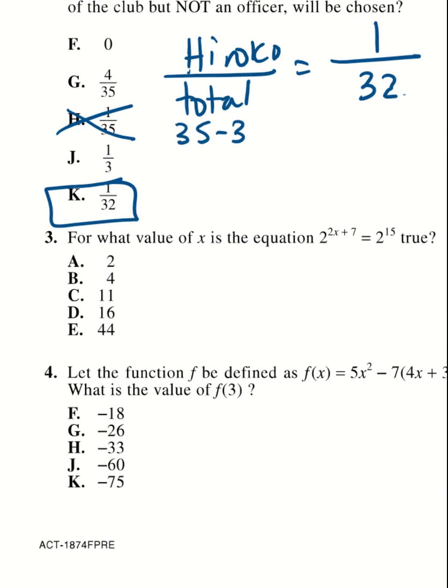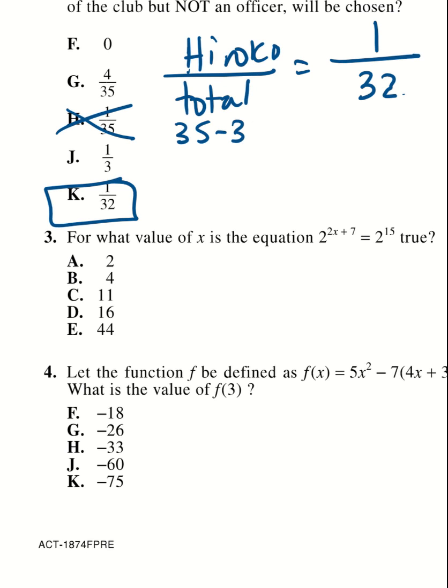All right, number 3. We have these 2 expressions that are equal. And not only are they equal, but they have the same base, these 2 exponential equations. Since these expressions are equal and their bases are the same, the only way that can happen is if the powers are also the same. So we need to figure out what is x that would make these 2 powers both the same, or would make the 2x plus 7 equal to 15.